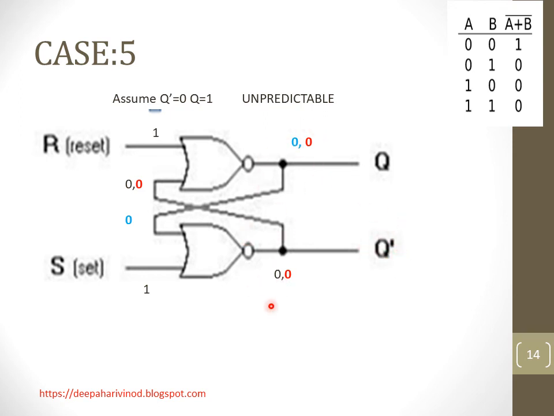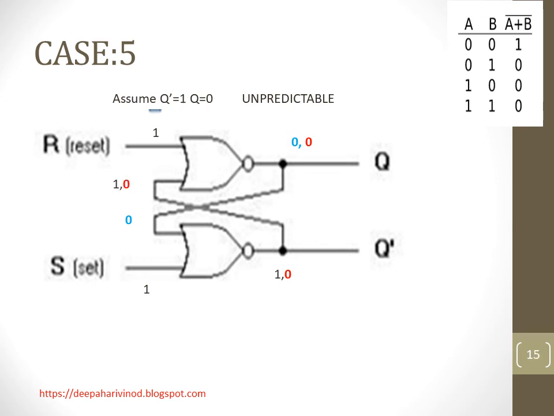So in this state we can say that it is an unpredictable state or indeterminate state, since we are supposed to get the complemented form of Q here, but we are not getting the complemented form. Instead the same output is obtained. So we have analyzed one condition, that is q bar equal to 0. Now next, q bar equal to 1 we have to analyze.